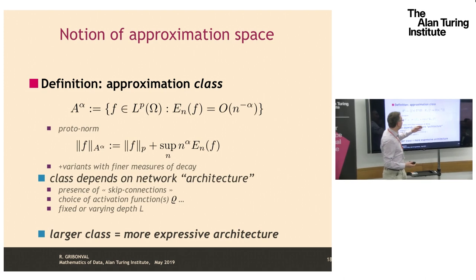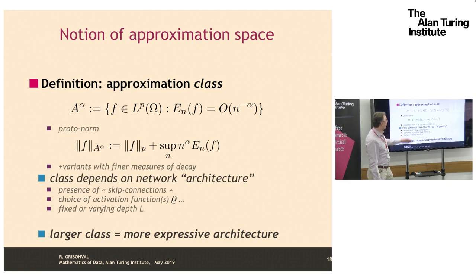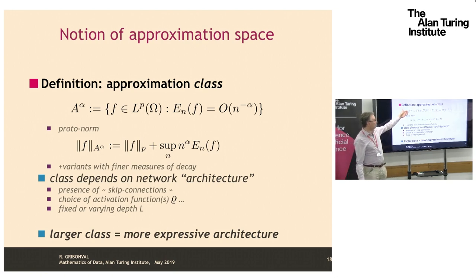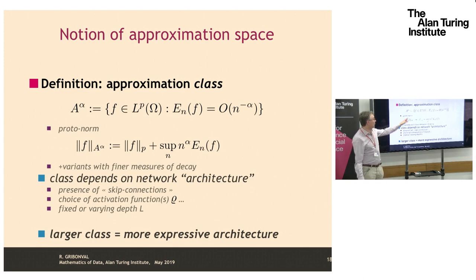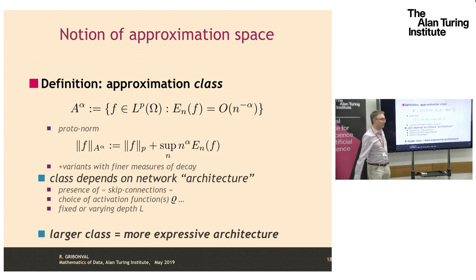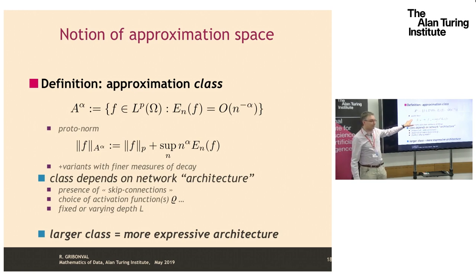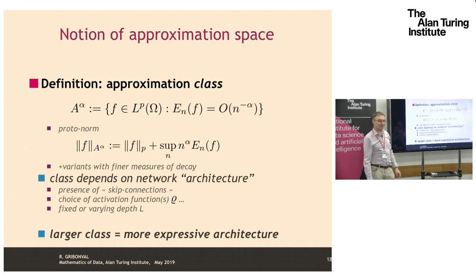So if you remember, we are wondering about the rate of decay of this type of approximation error. A natural definition is, let's consider the set of all functions in LP such that this rate of decay is n to the minus alpha, and we call it A alpha. Of course, this class depends on a number of things, but I just simplify the notion. There are finer versions of the class. One thing that is important is also this natural measure, which will turn out to be a norm, but for the moment, let's just define this quantity. For a function, we consider its LP norm plus the supremum of this, so it's a measure of how good is the big O here when the function is in the class.